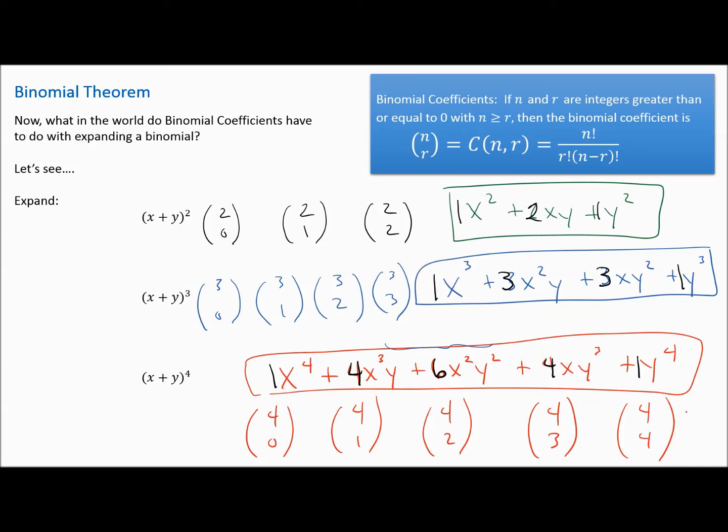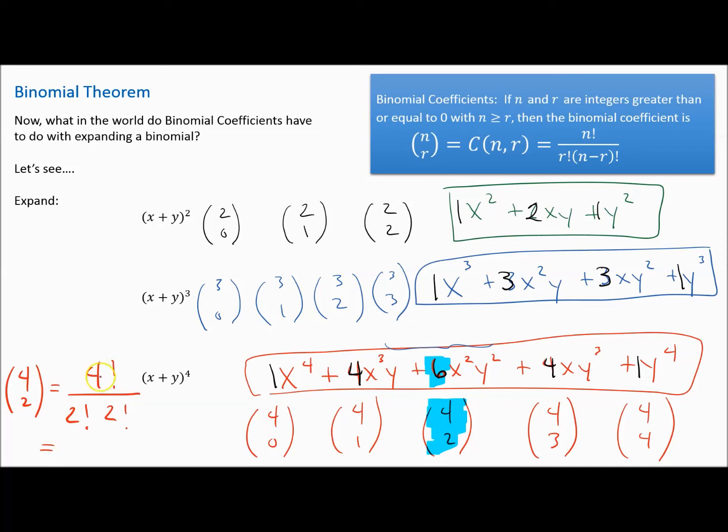But before we get there, this one right here, I want to prove to you that that is really 6, okay? So I don't want you to just buy into what I'm saying. I want you to understand. So we're calculating 4 choose 2. That's 4 factorial over 2 factorial, right? And then the other one that goes in the denominator is you subtract these two. So that's over 2 factorial.